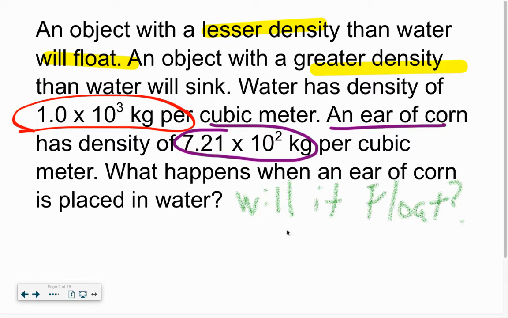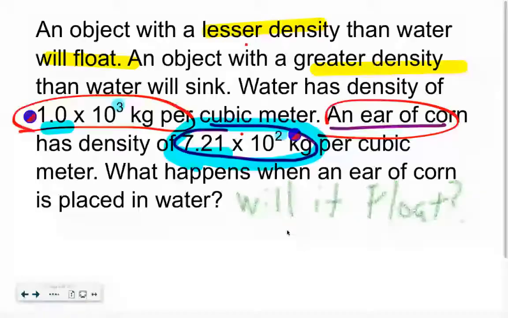What happens to the ear of corn when it's placed in water? What we're looking at is we're comparing them. We're going to compare these two scientific notations. If the object, in this case the corn, is lighter or smaller than water, it will float. So I'm just going to compare those powers. I've got water at 10 to the third and an ear of corn at 10 to the second. Since they're both correctly written in scientific notation, the one that is smaller, the one that is lighter, is the ear of corn. Since corn is lighter than water, it will float. What will happen to the ear of corn when it's placed in water?